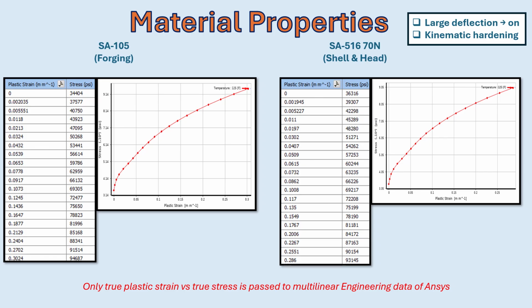In this model, we include the full nonlinear stress strain curve, large deflection effects are on, and kinematic hardening effects are also on. Only the true plastic strain versus true stress curve is passed into ANSYS as multilinear data.